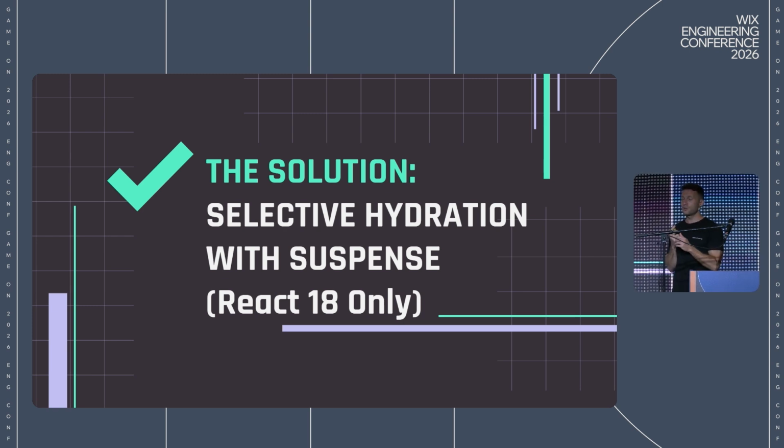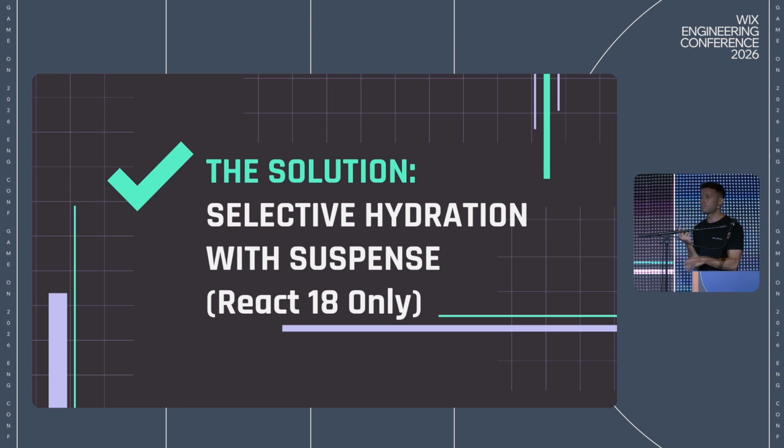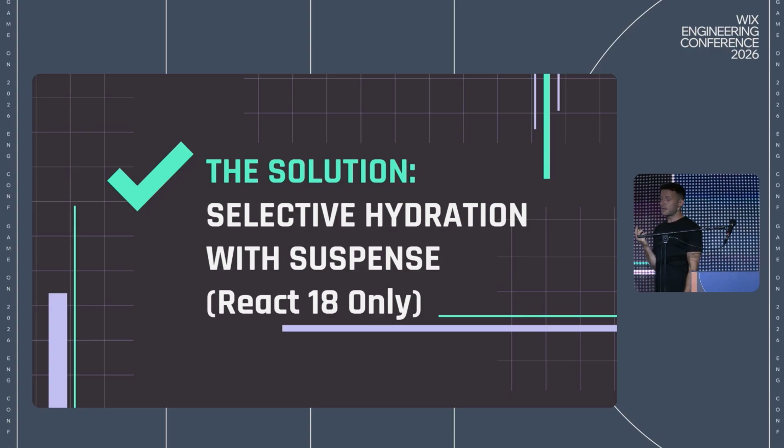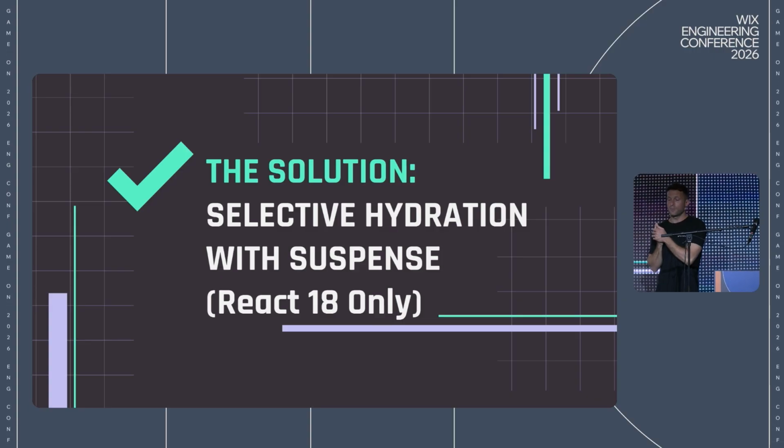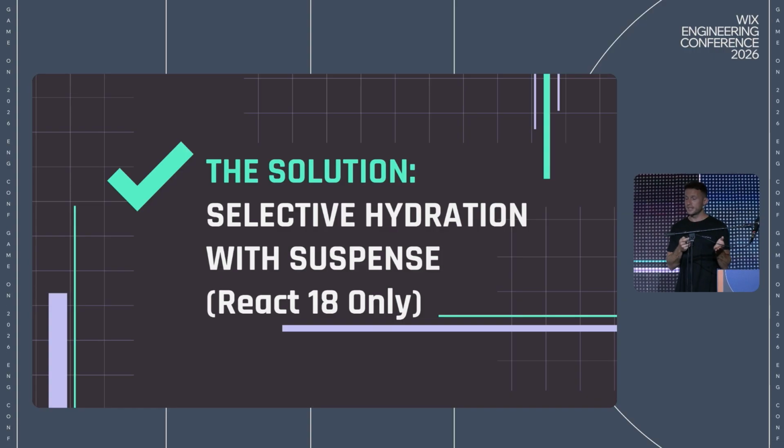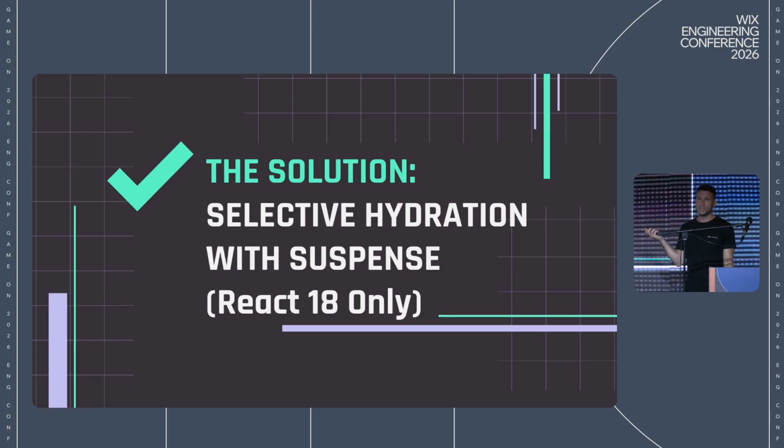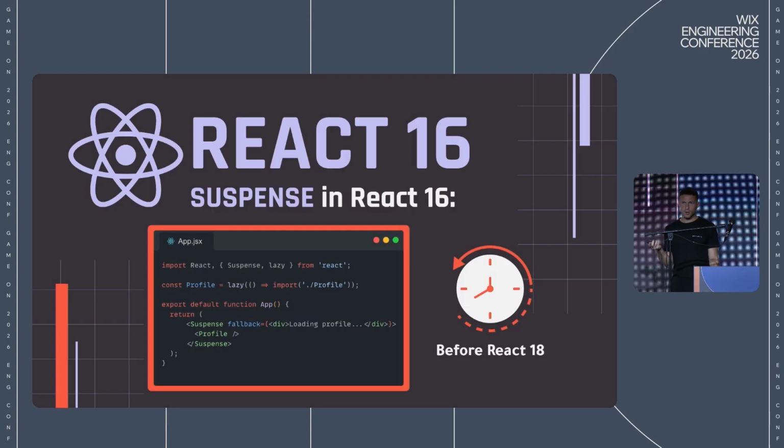React 18 introduced a new capability with Suspense that finally breaks this limitation. It allows us to hydrate components selectively when the hydration is really needed instead of all at once, while still using SSR. So let's talk about Suspense.